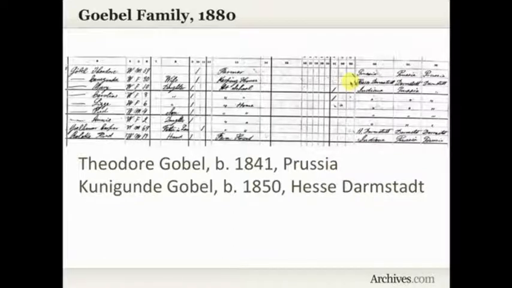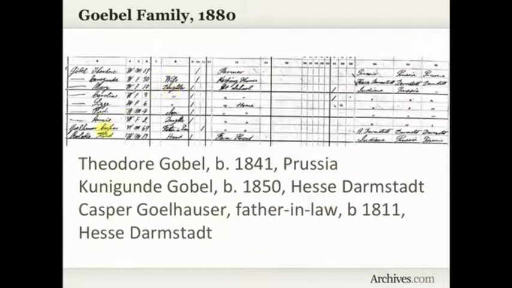And as another reason to find a family in every census in which they should appear, you never know who else is going to be in the household. As we take a look here in this 1880 census, we also have down here at the bottom Caspar Gohlhauser, who's listed as the father-in-law. So that makes him her father, Kunigund's father. He is also listed as being born in Hesse-Darmstadt.